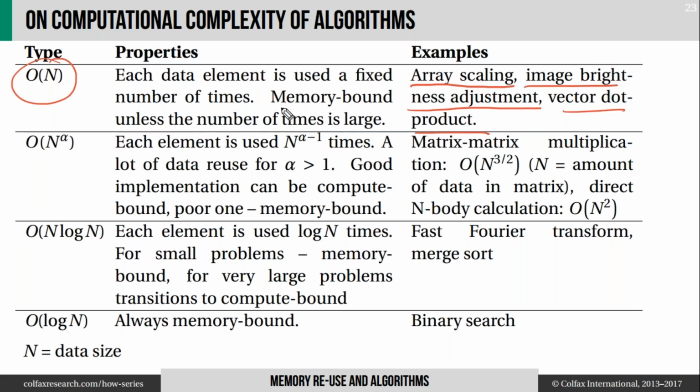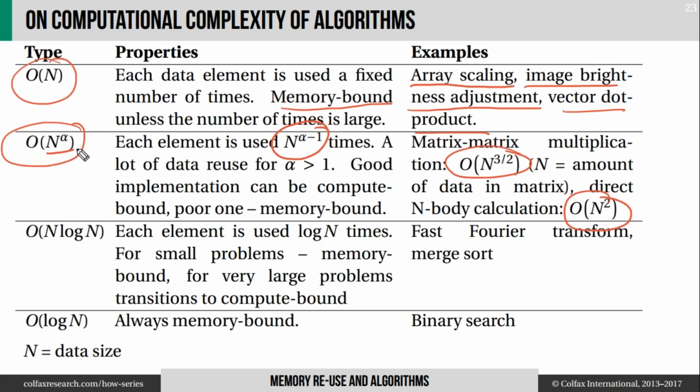These algorithms are typically memory bound, unless the number of times that you use each data element is large. Other algorithms that have stronger arithmetic complexity naturally have data reuse. For example, matrix multiplication has a complexity of n to power 3/2. Here n is actually the number of elements in the matrix, not the number of rows, but the number of elements. The n-body calculation that we optimized in session 6 also scales non-linearly as n squared. So naturally, each element is used n to power alpha minus 1 times, when your complexity is n to power alpha.